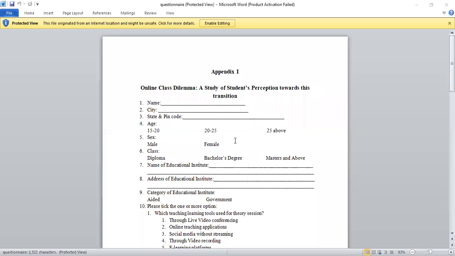See, I am sharing a questionnaire with you. I have framed a questionnaire where I am studying the online class dilemma, a study of student perception towards the transition. Basically, it is a study of the online perception of the students during the period of COVID-19.